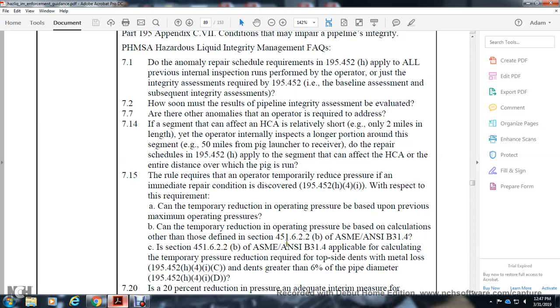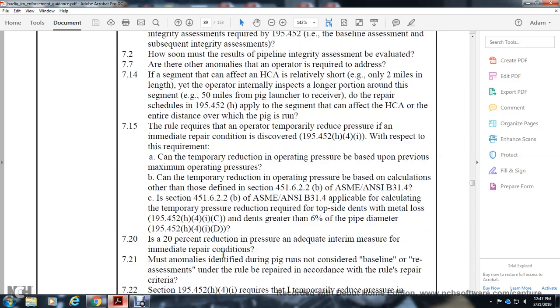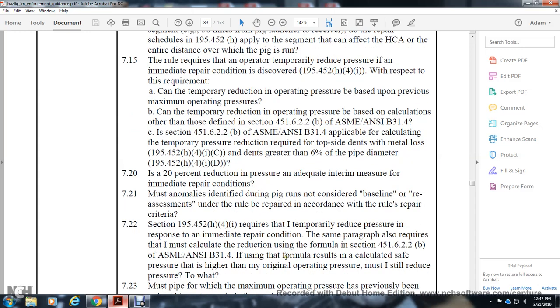Section 451.6222(b) of ASME B31.4 applies to the calculation of the temporary pressure reduction required on a dent on the top side of the pipe, per 195.452(h)(4)(i)(C), and a dent greater than 6% of the pipe diameter per 195.452(h)(1)(d). Is a 20% pressure reduction adequate as a measure for the immediate repair condition? The operator must identify, during pig runs, the dent from the baseline reassessment, and repair it to conform with the rule's repair criteria.